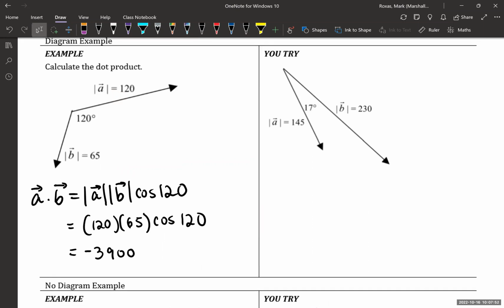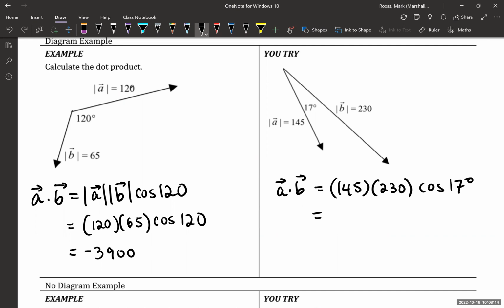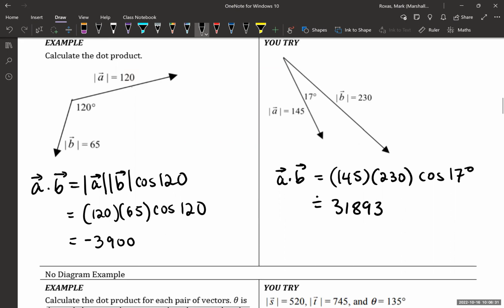Pause the video for a moment and try the next question. Okay, hopefully you had a chance to try the next question. Here we go, A dot B. Make sure you properly write the vector notation. A dot B equals 145 times 230 times the cosine of the angle between them, cosine of 17. And that result is 31,892 if I round that to the nearest whole number. And so the dot product can be positive as well.